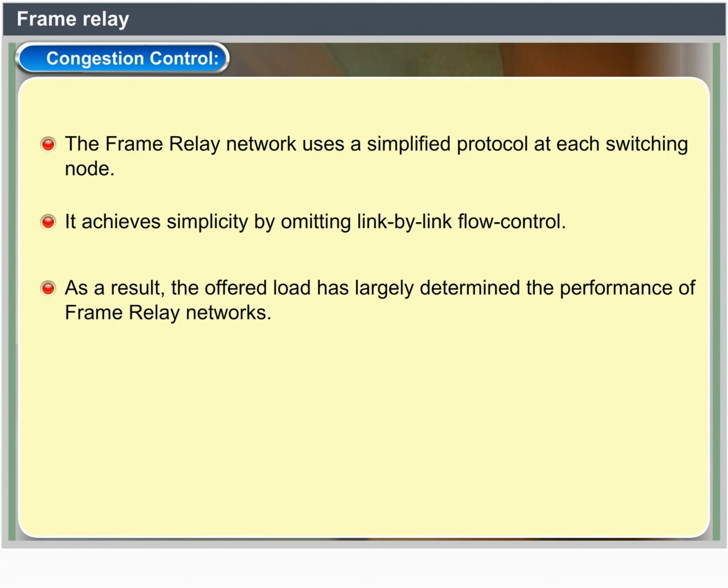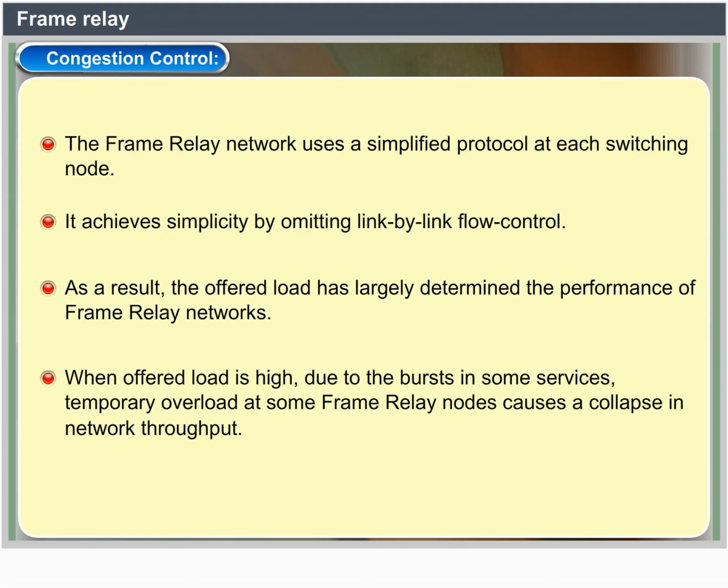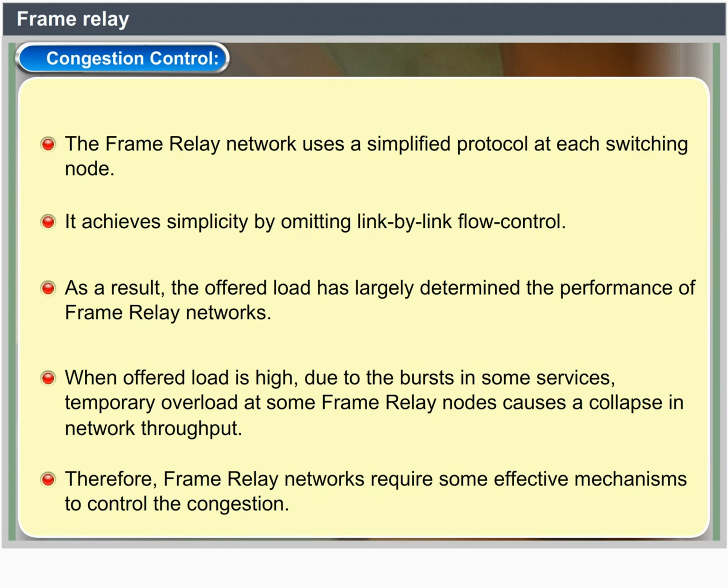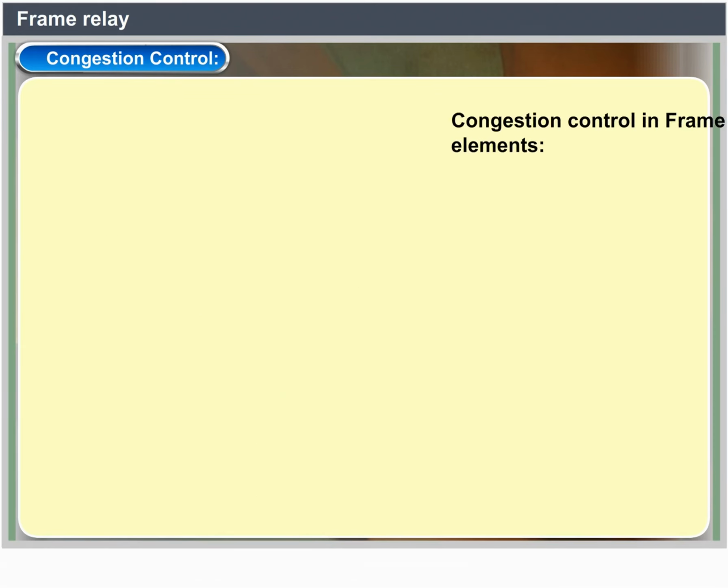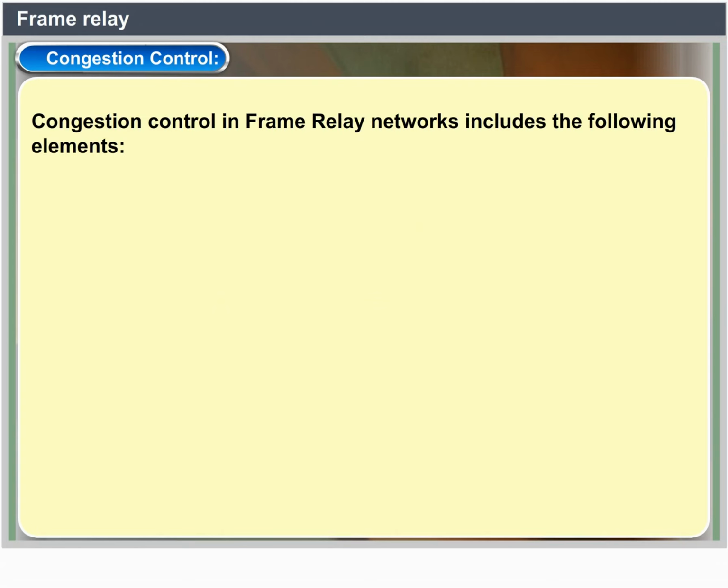When offered load is high due to the bursts in some services, temporary overload at some Frame Relay nodes causes a collapse in network throughput. Therefore, Frame Relay networks require some effective mechanisms to control the congestion. Congestion control in Frame Relay networks includes the following elements.